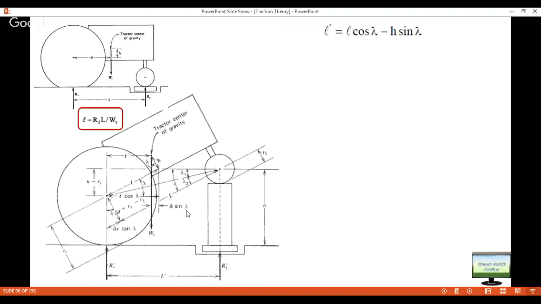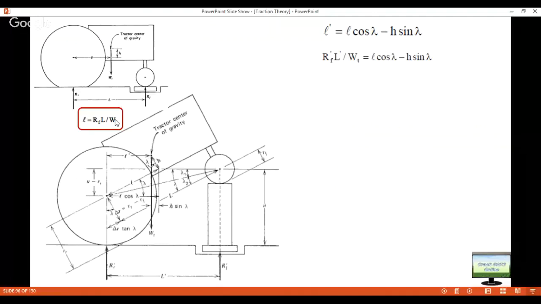So this is your L. I have already told you this whole distance is L cos lambda. Then this horizontal distance is H sin lambda. So up to here it is L cos lambda and this distance is H sin lambda. So your L dash will be L cos lambda, which is this line, minus H sin lambda. That is what I have written over here: L dash is L cos lambda minus H sin lambda. Now for L dash, you already know the derivation of small l from the previous horizontal location of the center of gravity, that small l is Rf into capital L divided by Wt.